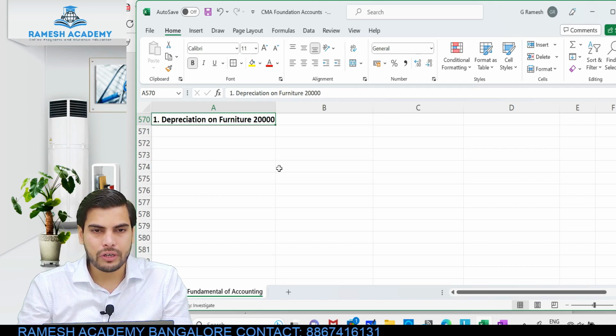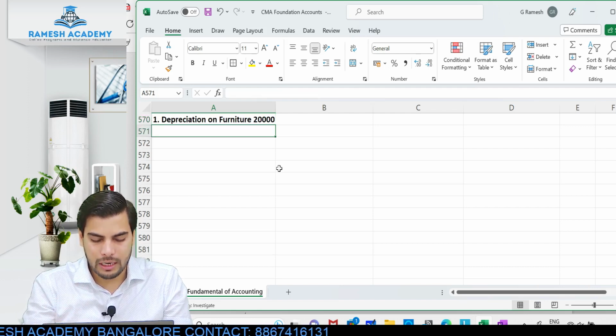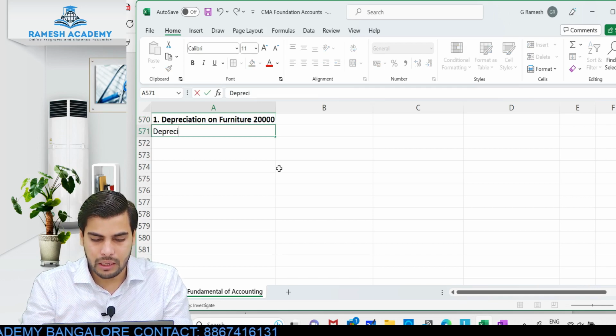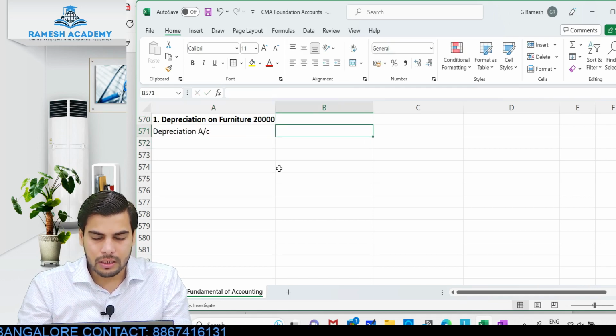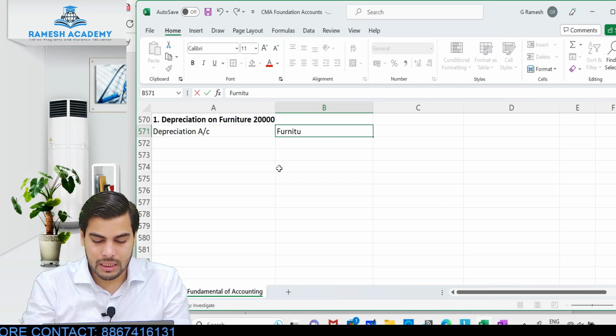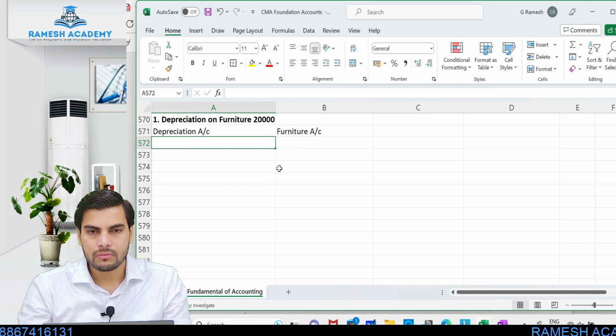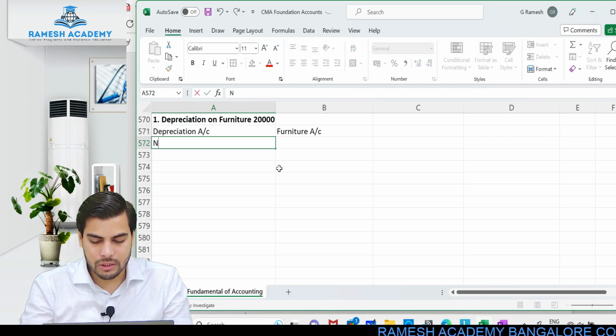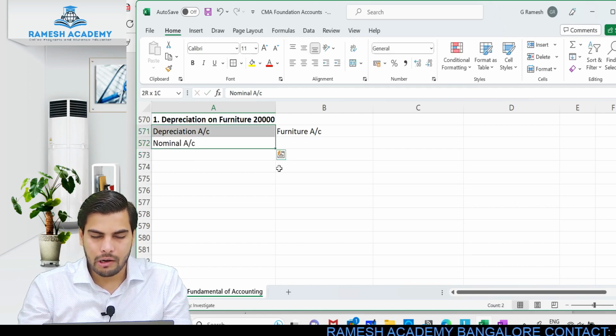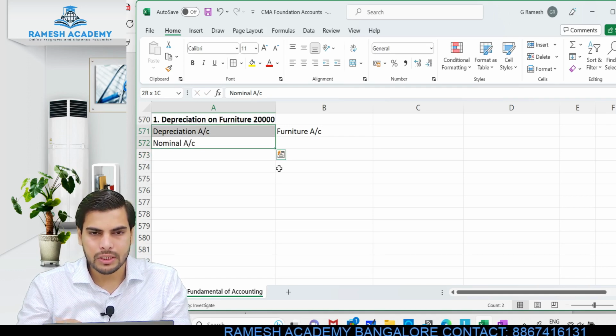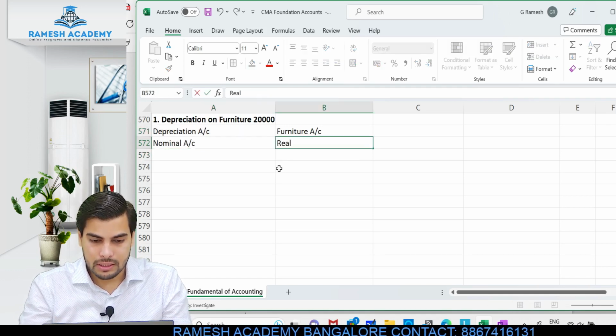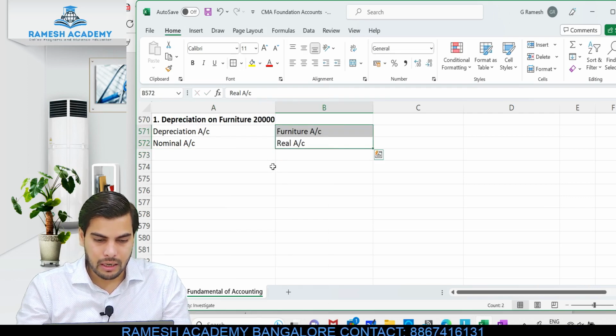Look at this transaction. When I say depreciation on furniture is 20,000, the two accounts which will get affected would be the depreciation account and the fixed asset. What is the fixed asset in this case? Here the fixed asset is furniture account. Depreciation is a non-cash expense, so it should be classified as a nominal account. It is not a personal account nor a real account. What about furniture? This is an asset, so this would be treated as a real account.